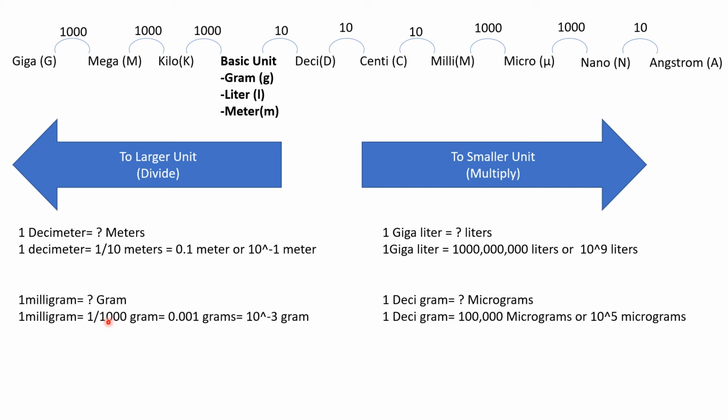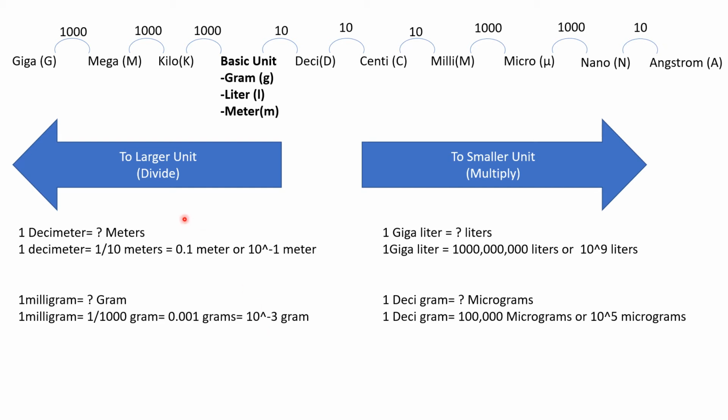Again, imagine you have a decimal point by your 1, and you're going to move 3 places. So it's going to be 0.001. Or in scientific notation, it would be 10 to the negative 3. Why to the negative 3? Because I moved 3 spots towards the left.